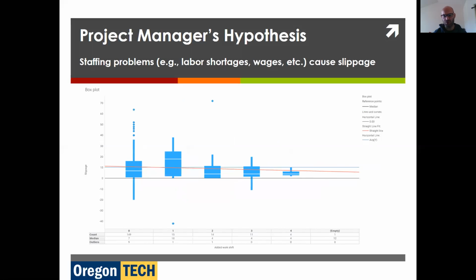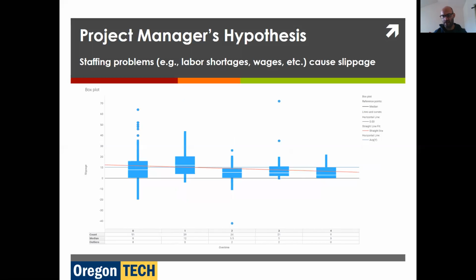Adding work shifts, we're actually going down in slippage as we add additional work shifts. I think we have a good labor force. They want to work. They want to get the job done. And the same trend for overtime: as we move up in overtime, we have less slippage. This is great.